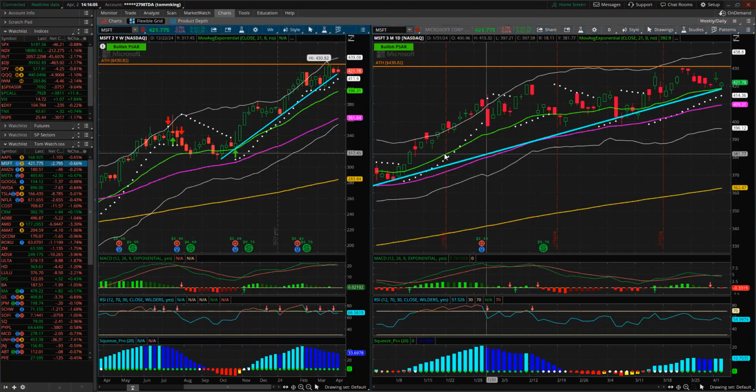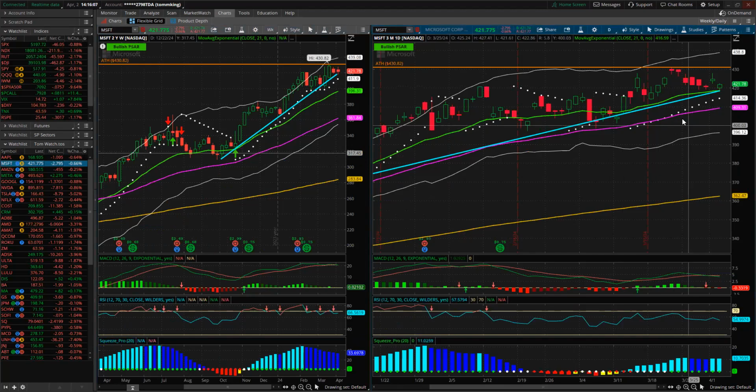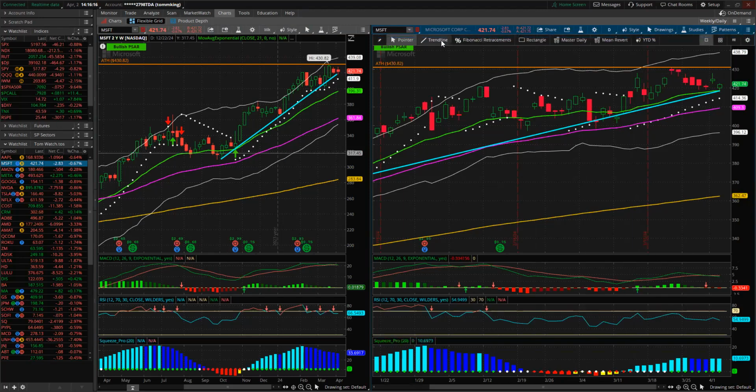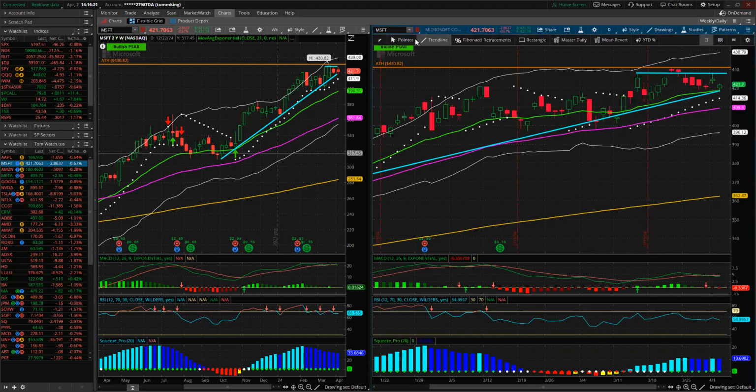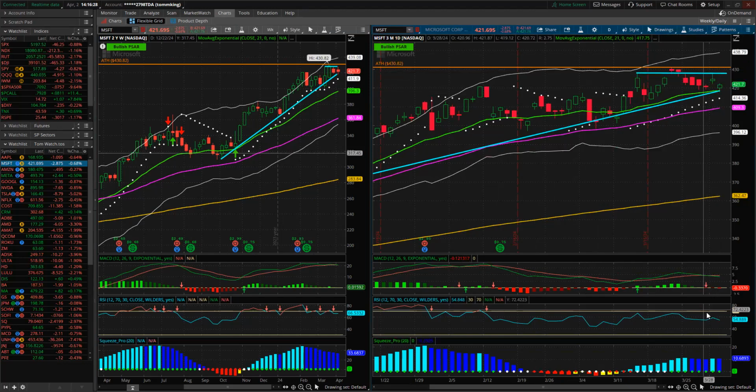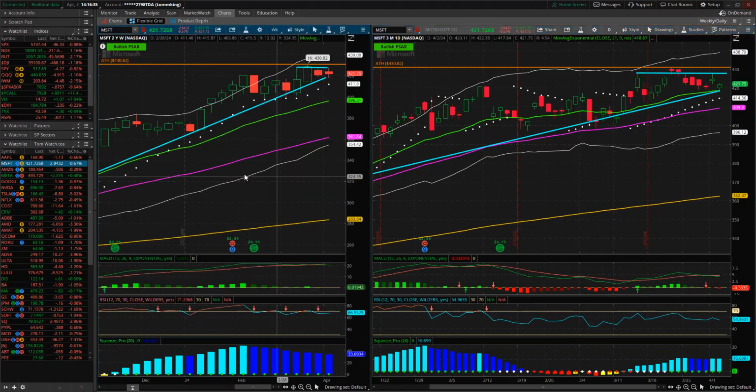So if I'm taking a look at Microsoft, a little bit different chart. This thing is a little bit more of an ascending triangle with some support up here. Probably the pure triangle is right up in here. If we break to the upside, we could be off to new highs. MACD is kind of flat, RSI is kind of flat, squeeze is just doing its thing. The weekly here has been in a nice uptrend.